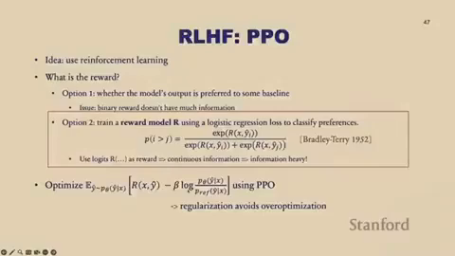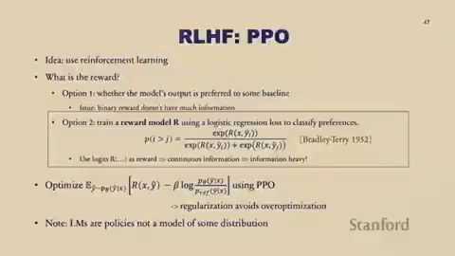And then you just use some regularization terms. The reason why we use this regularization term is for avoiding what we call over-optimization. This reward model might not perfectly model human preferences, so you don't want to maximize this thing to essentially infinity. And you do it using PPO, which is a common reinforcement learning algorithm.